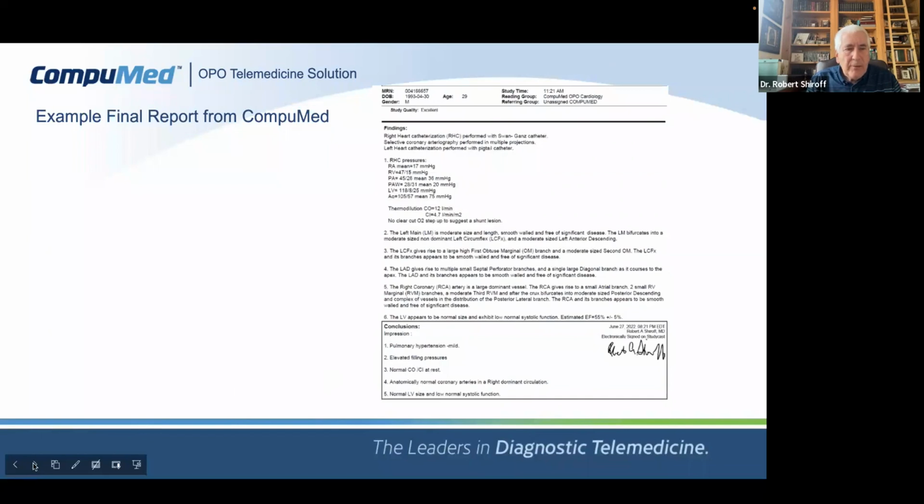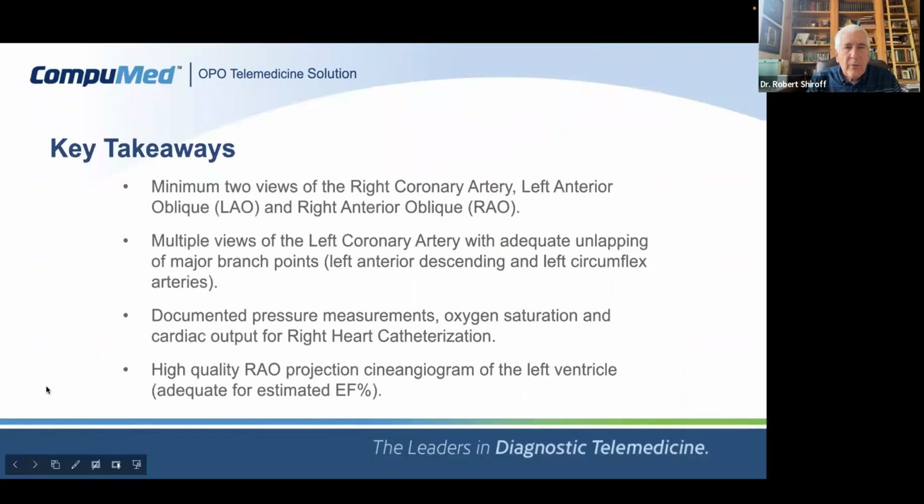One more thing I want to make mention of is the key takeaways, and that is a minimum of 2 views of the right coronary artery in the right anterior oblique and left anterior oblique projections, and multiple views of the left coronary artery with adequate unlapping of the major branches. The LAD with its diagonal branch and septal perforators should be unlapped. The circumflex with its obtuse marginal branches should be unlapped.